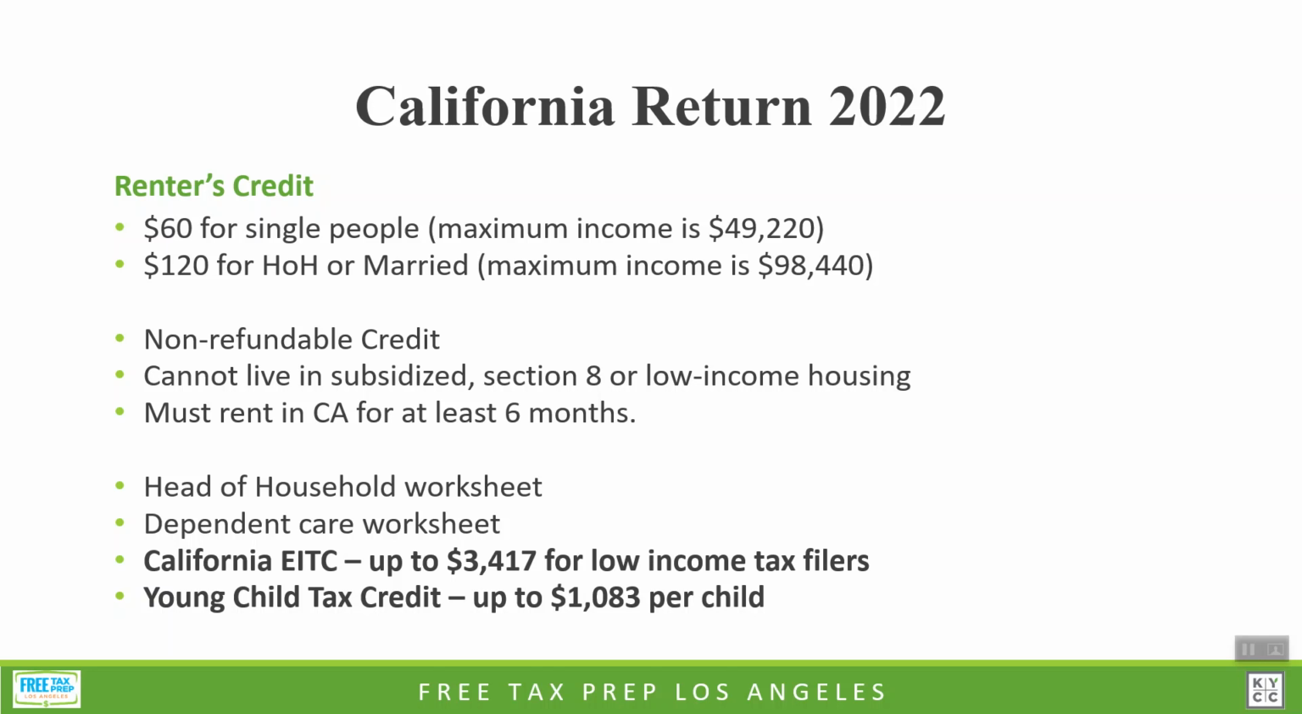And there are head of household worksheets as well as dependent care worksheets for the California return itself. And the California earned income tax credit is up to $3,417 for low income tax filers. And there's also a young child tax credit for the California return, and it's up to $1,083 per child.